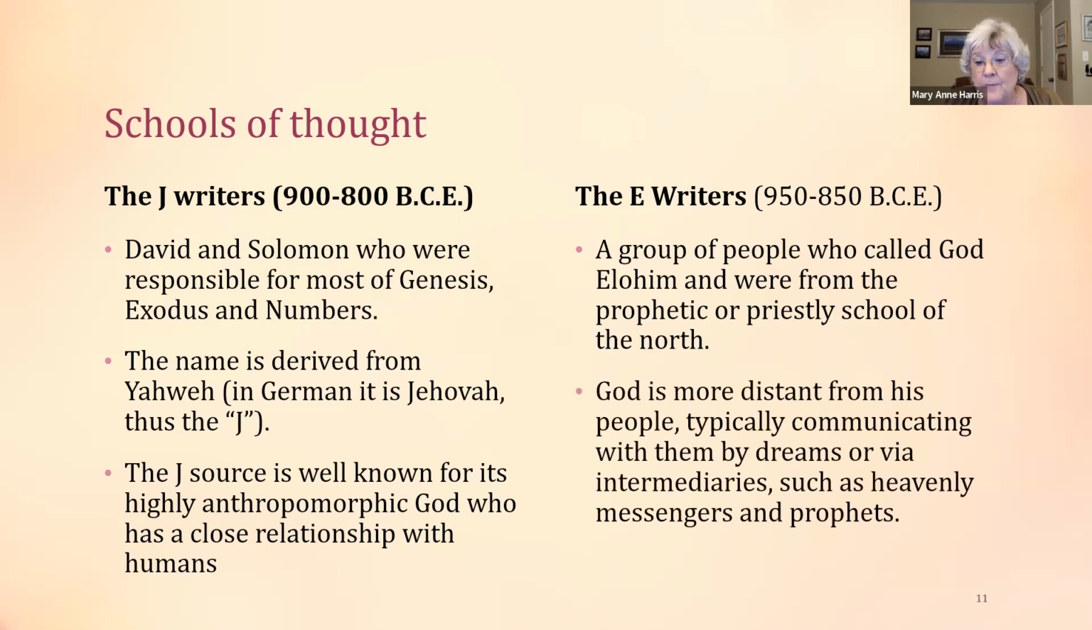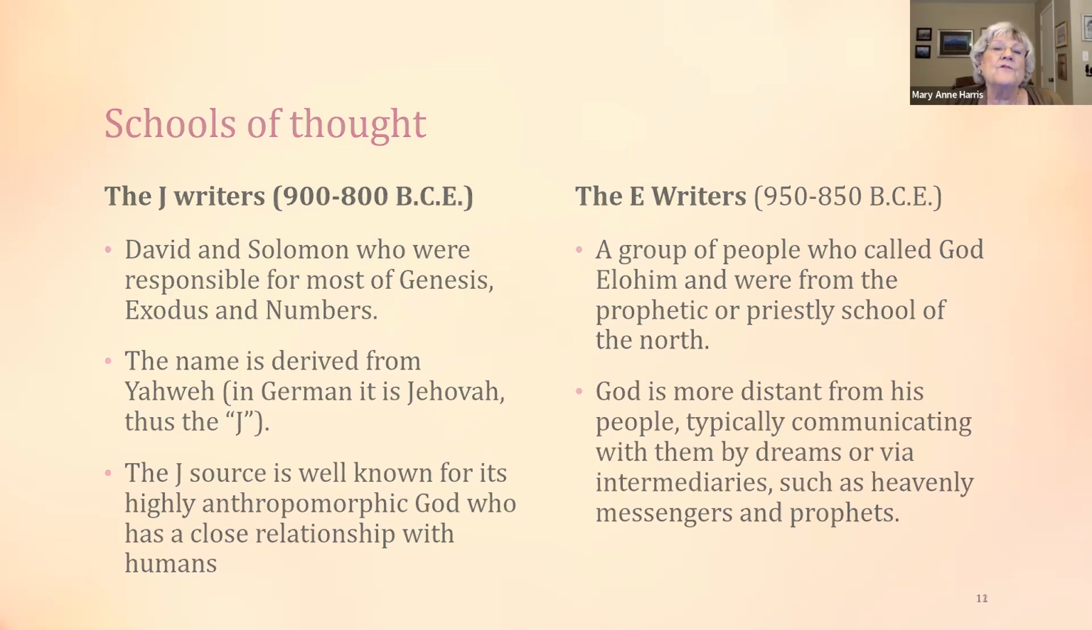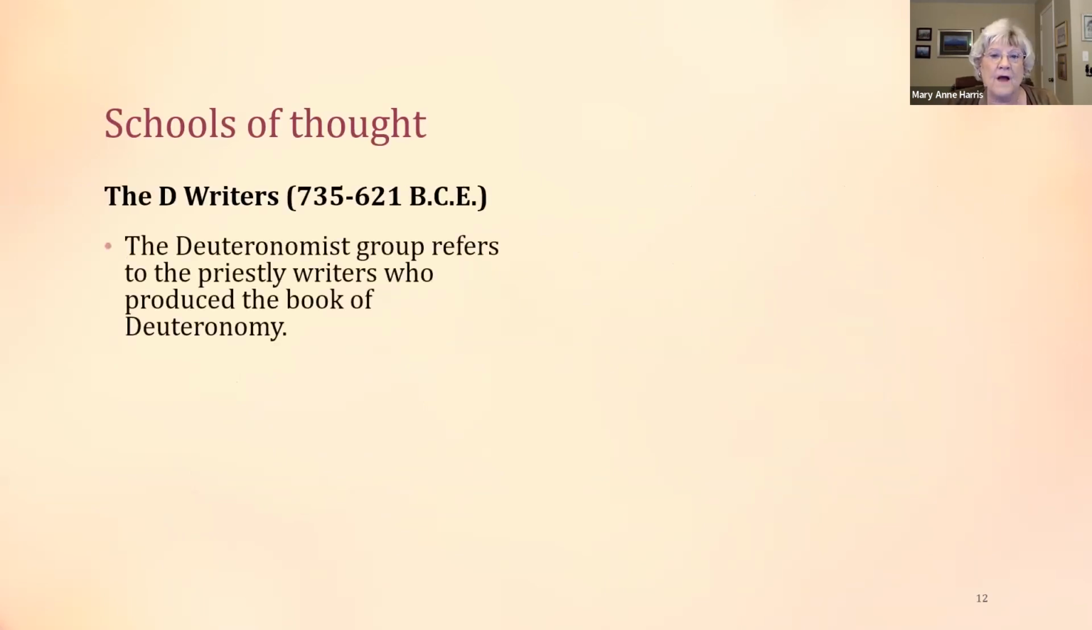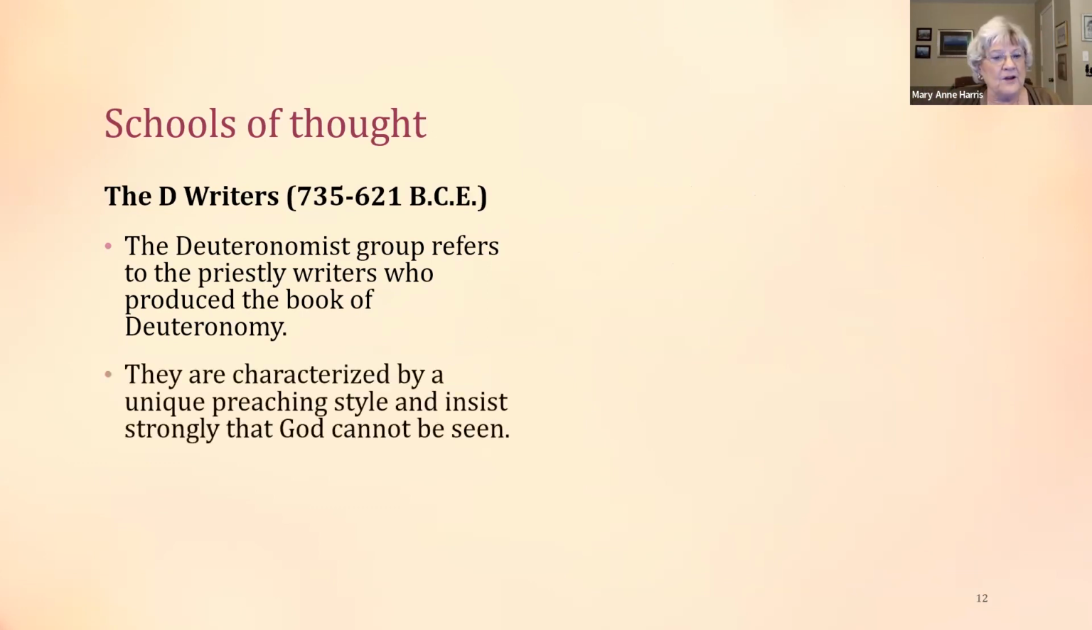God is more distant from the people. He typically communicates with dreams and messengers and prophets. The other two schools of thought are the D writers, and guess what they're responsible for? The book of Deuteronomy, a group that refers to the priestly writers who created and crafted this one singular book. They're characterized by a unique preaching style and insist that God cannot be seen. Remember when God passed by Moses, he had to hide his face because Moses could not see God or he would die. That's a Deuteronomy edition.